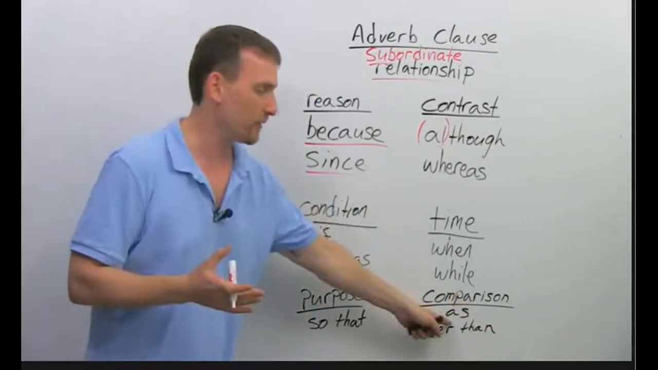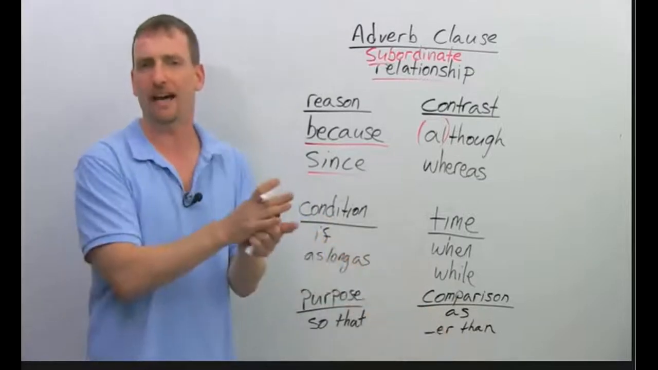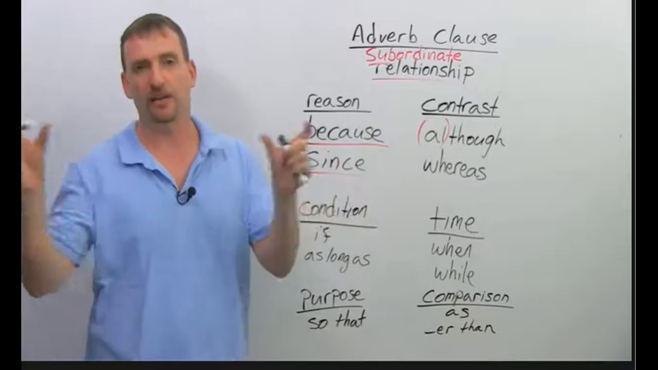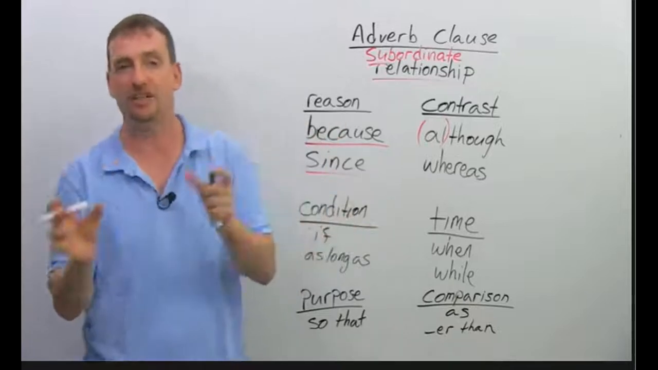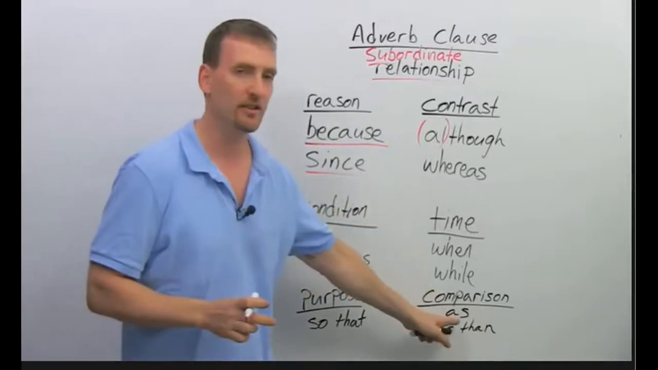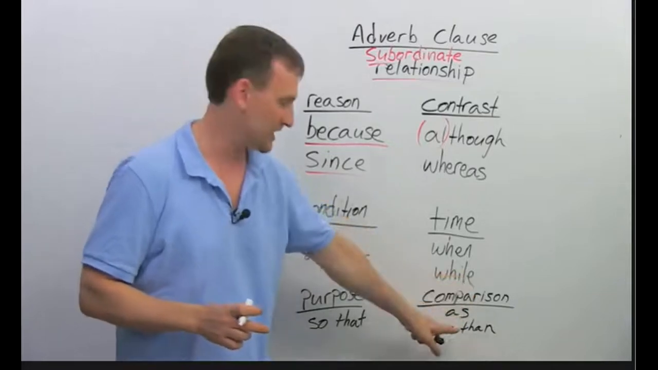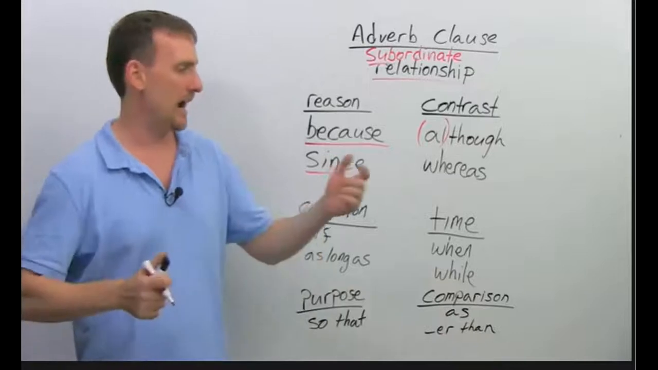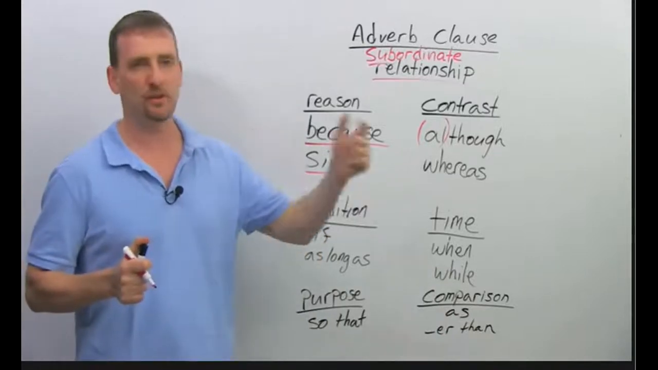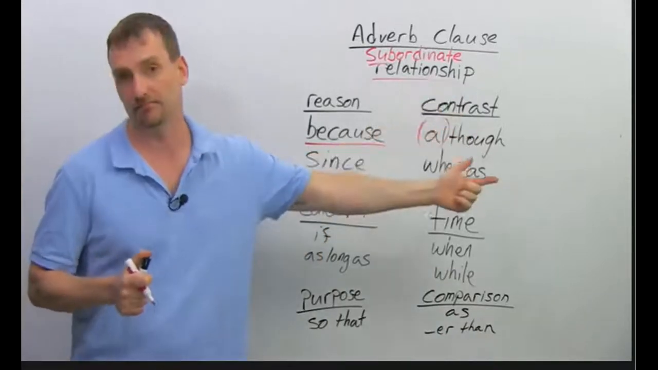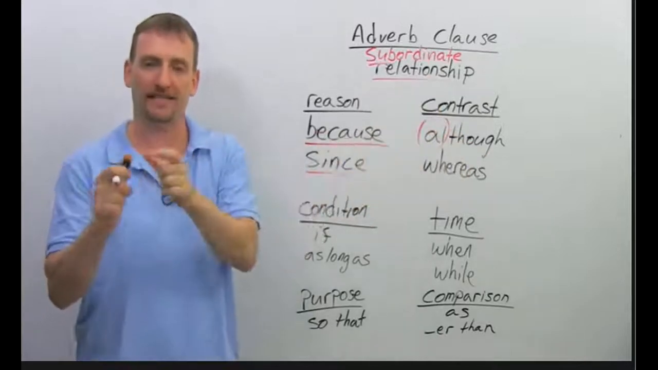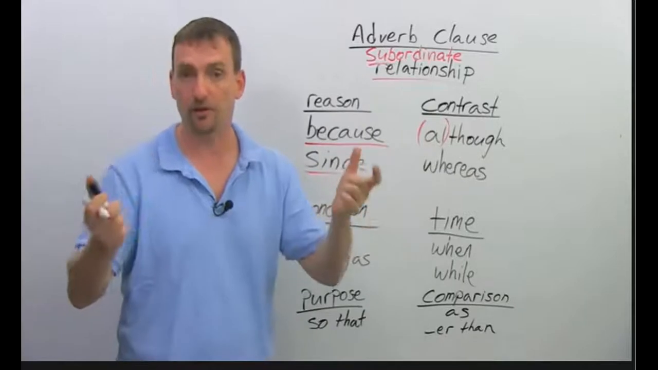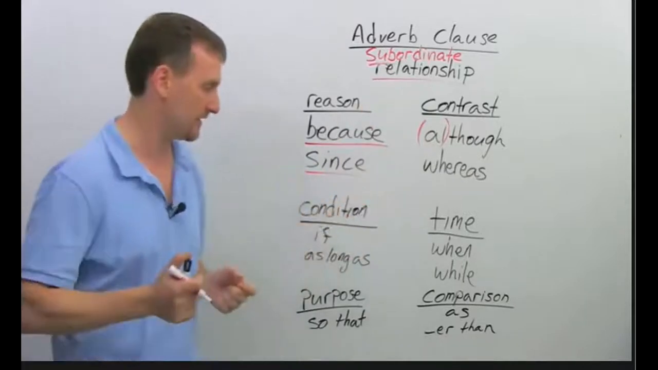Comparison. If I want to compare two things, now you have to be very careful with comparisons because they don't always have to take a clause. But if you're comparing clause to clause, if you're comparing action to action, then you must use a comparison conjunction with an adverb clause to show. So I am not as able to do this as she is, right? I am not as able as she, subject, is, verb. Comparing two situations, two actions, etc.